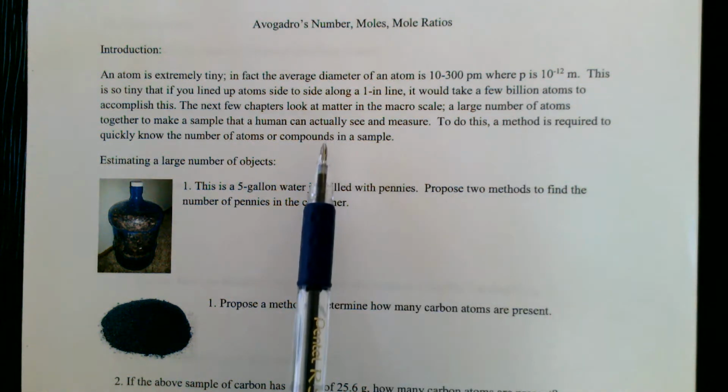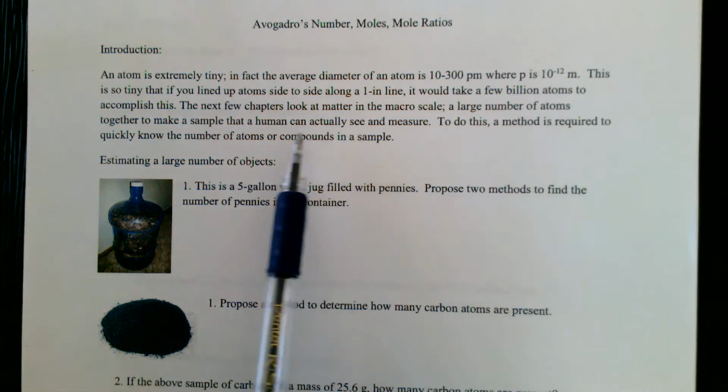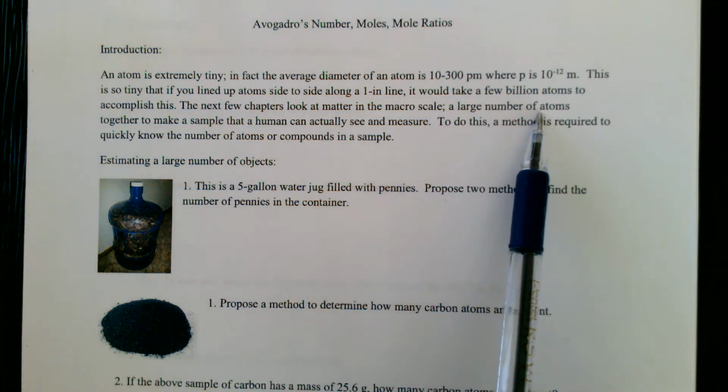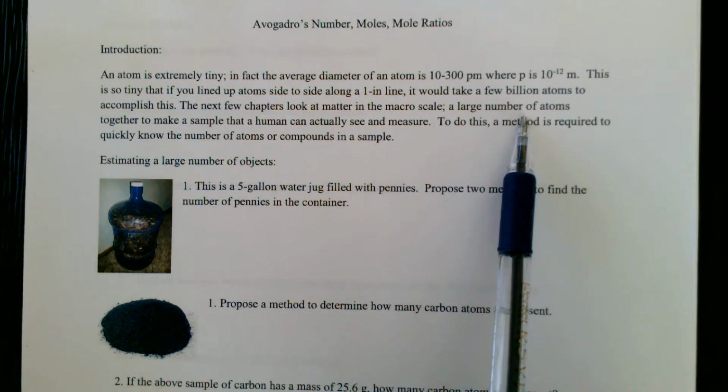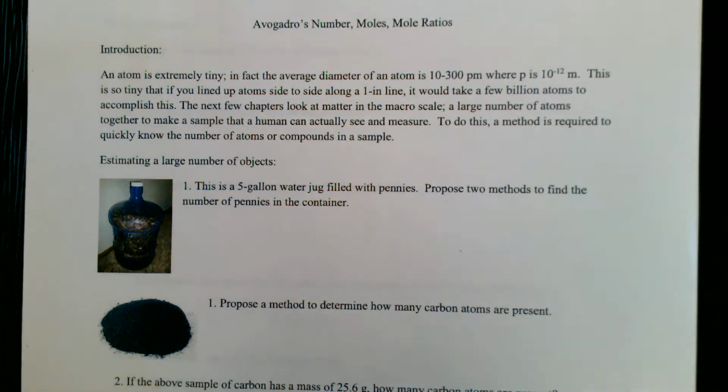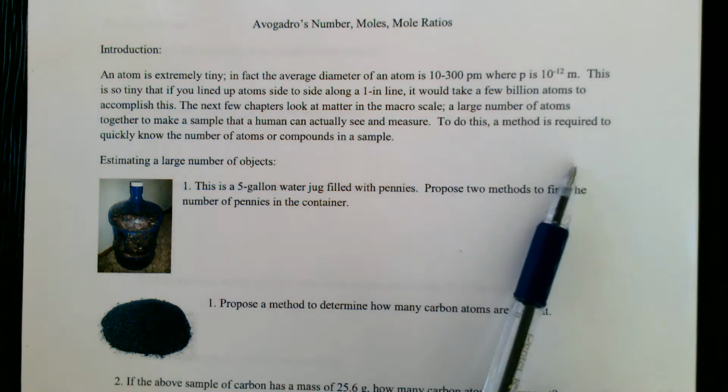So we need to figure out a way to estimate a large number of atoms. Again, if you had in your hand a sample of carbon atoms, we would want to know how many carbon atoms you have. Because if you recall from chapter 5, when we built different molecules, they all combined in certain ratios. So we need 2 of these for every 1 of these. That's going to be important, that we know how many atoms of something we have.